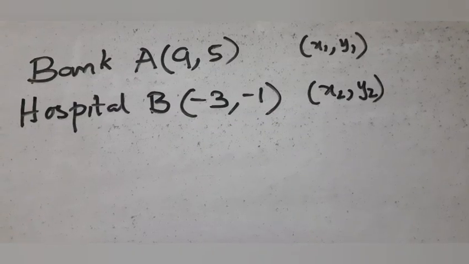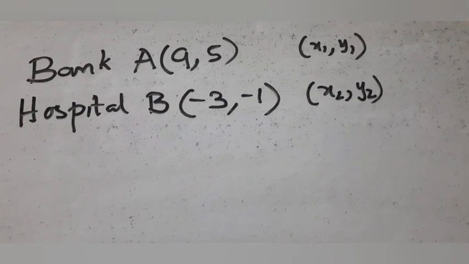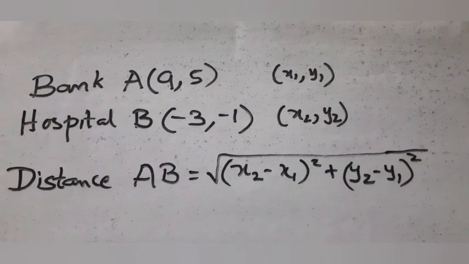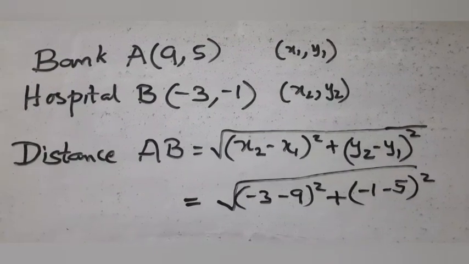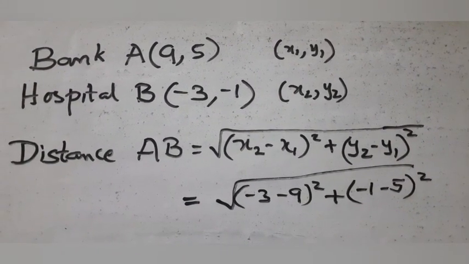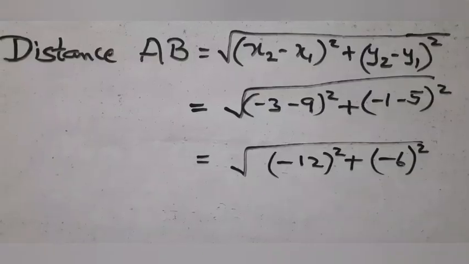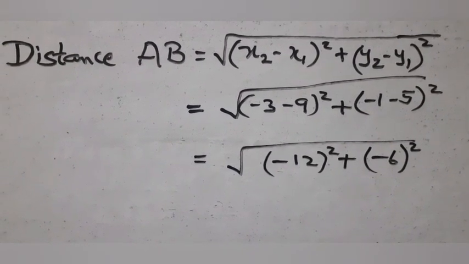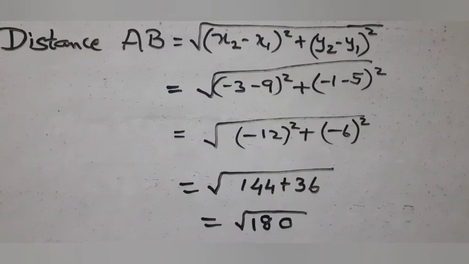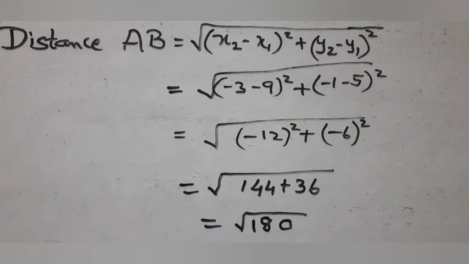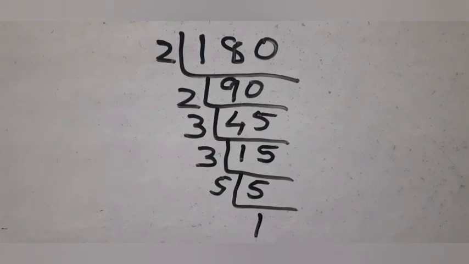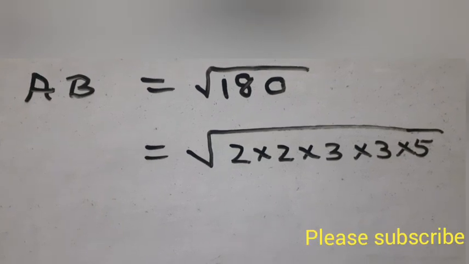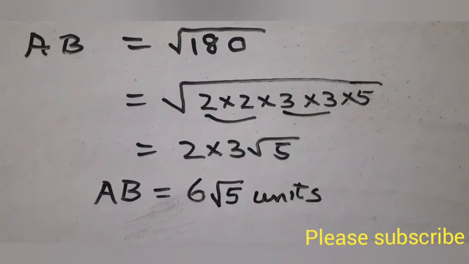Take the coordinates of the bank 9, 5 as x1, y1 and that of the hospital as x2, y2. Substitute into the distance formula and simplify. Use prime factorization for 180 to simplify further. The required distance is 6 root 5 units.